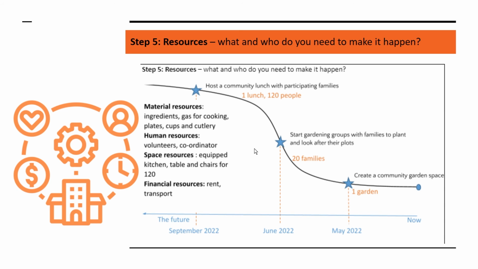For each activity, think about the 4 different types of resources you will need and add them to your plan. There is a table in the activity sheet that you can download for this exercise that might be helpful at this stage.